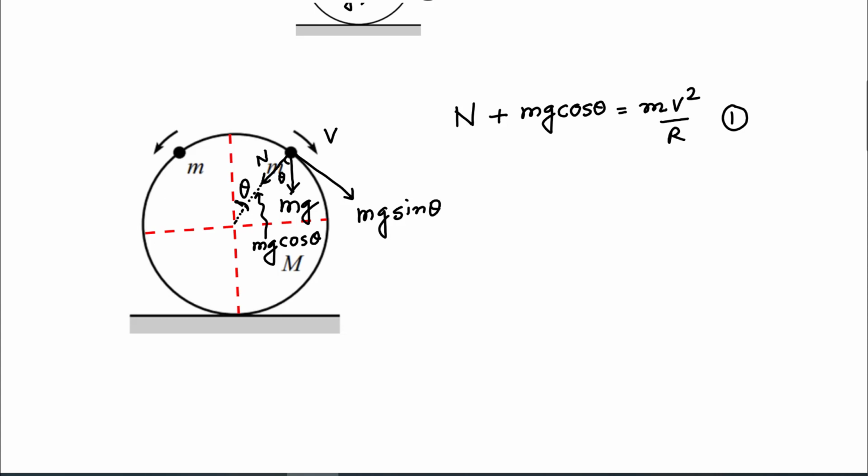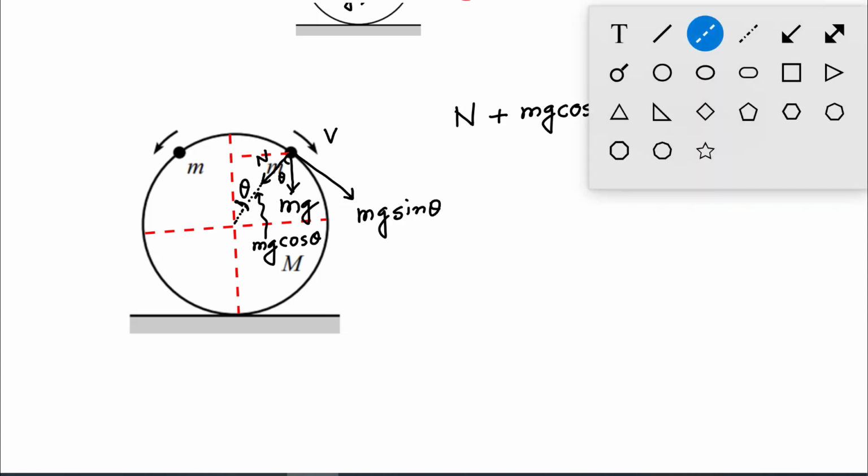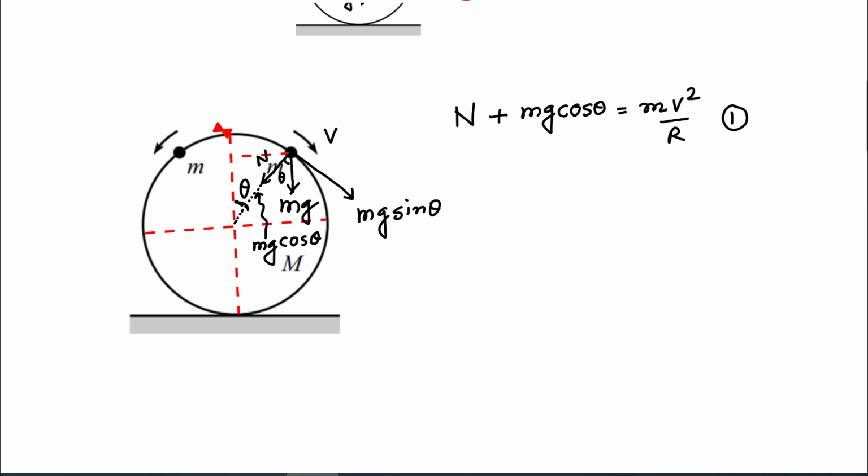From where will I get the second equation? To get the second equation, I have to apply energy conservation. So in this case, what will be this length? This length is r cos theta. You can verify yourself. So this length will be r minus r cos theta. So now you can apply energy conservation.